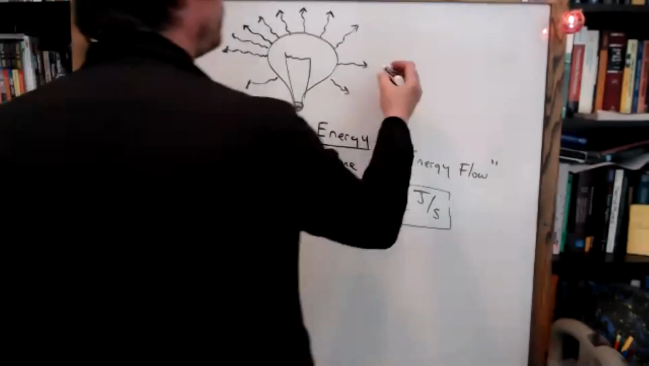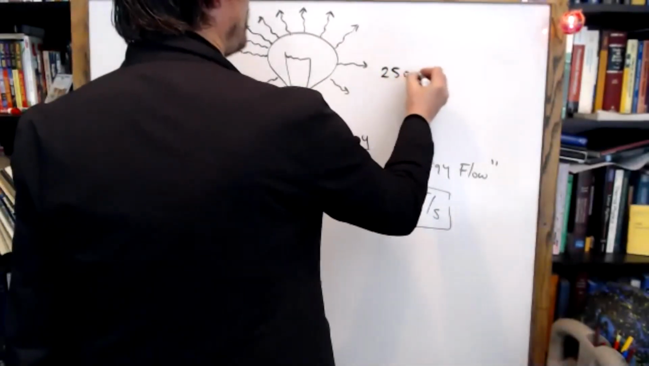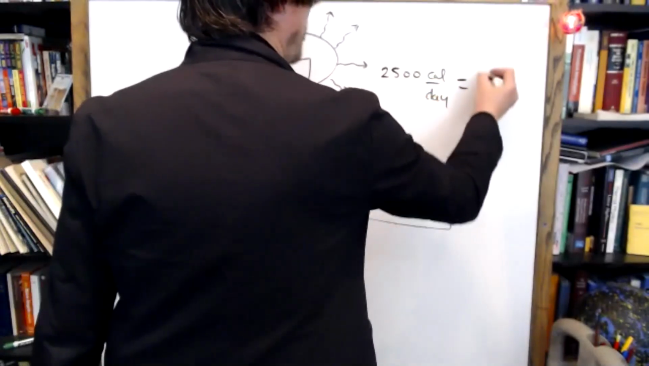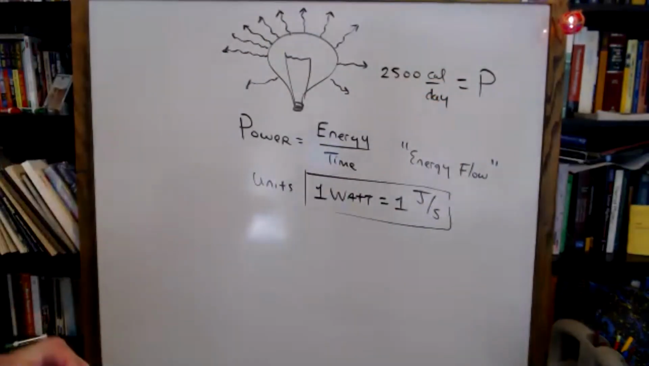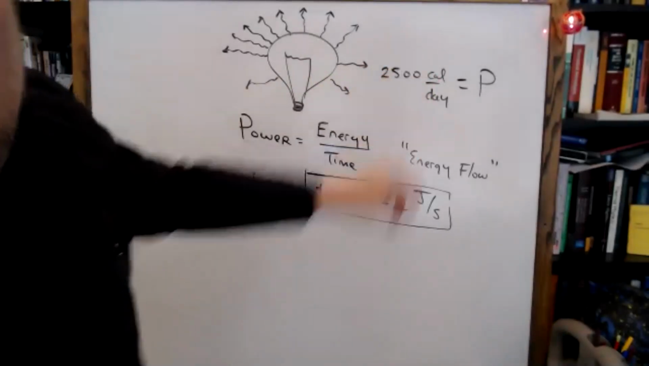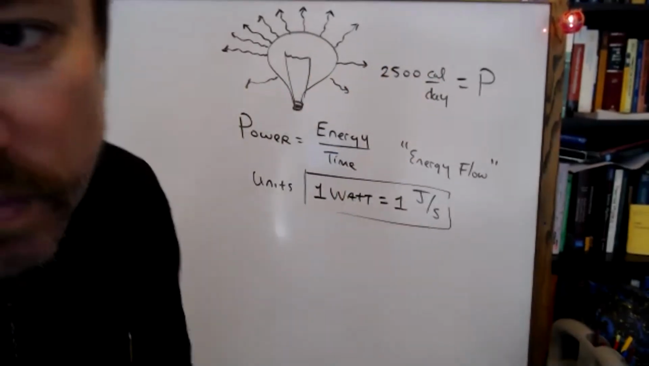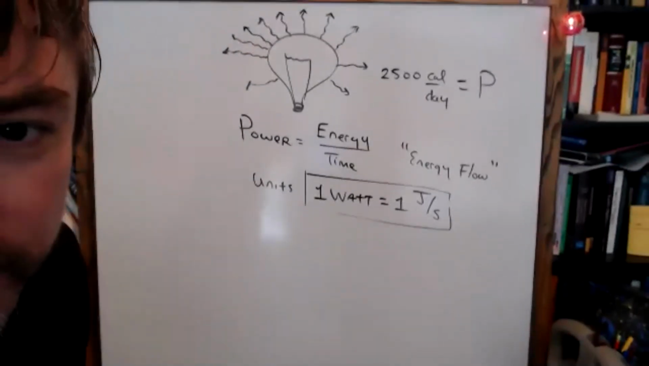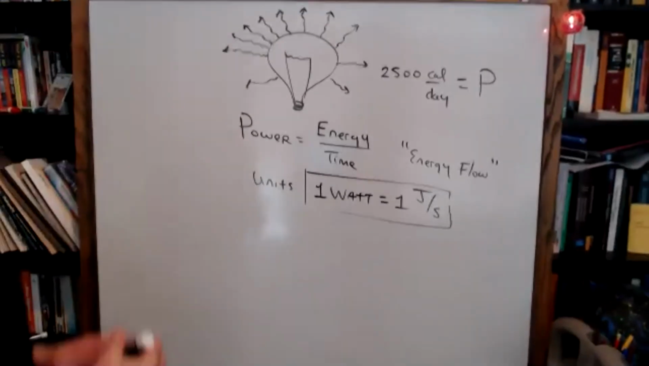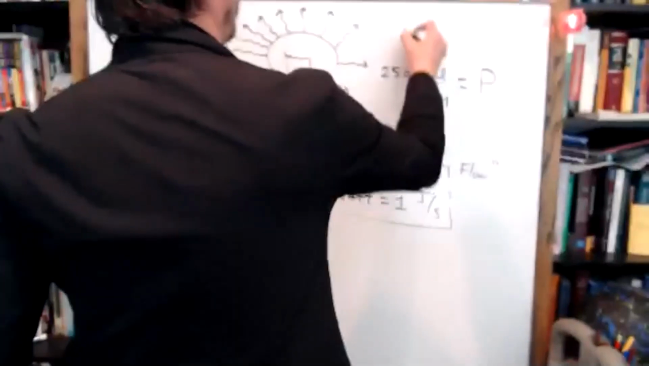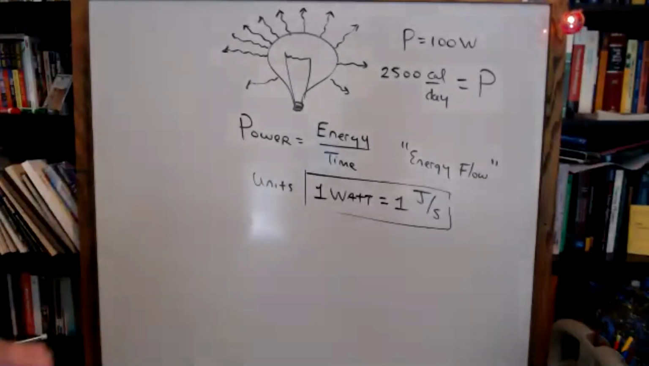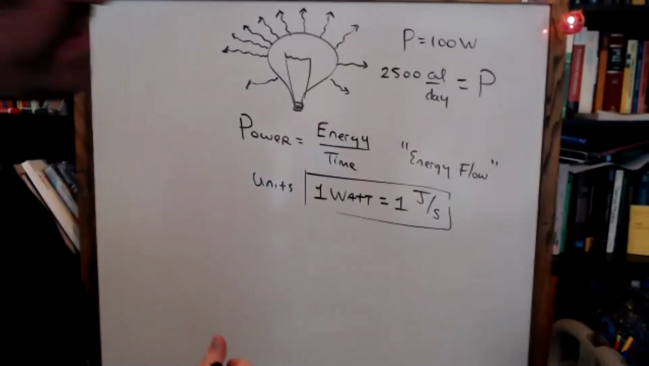If you think about it, if you have to eat 2,500 calories per day to survive, that is, technically speaking, a power. It's just not a power measured in MKS units. It's measured in calories per day instead of watts or joules per second. A typical light bulb might have a power of 100 watts, right? That's the old-fashioned Edison light bulbs anyways.